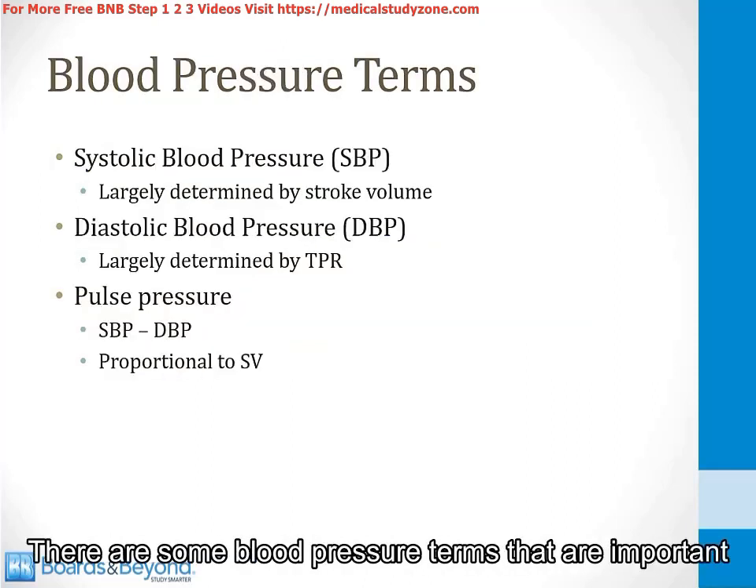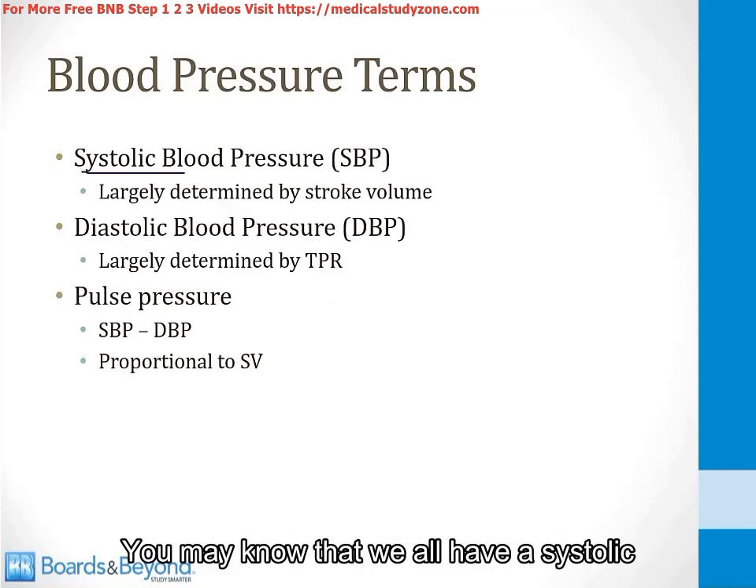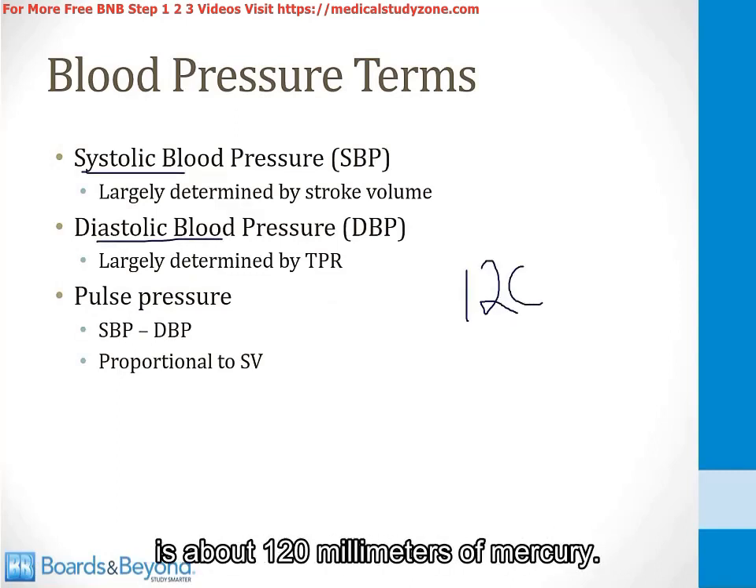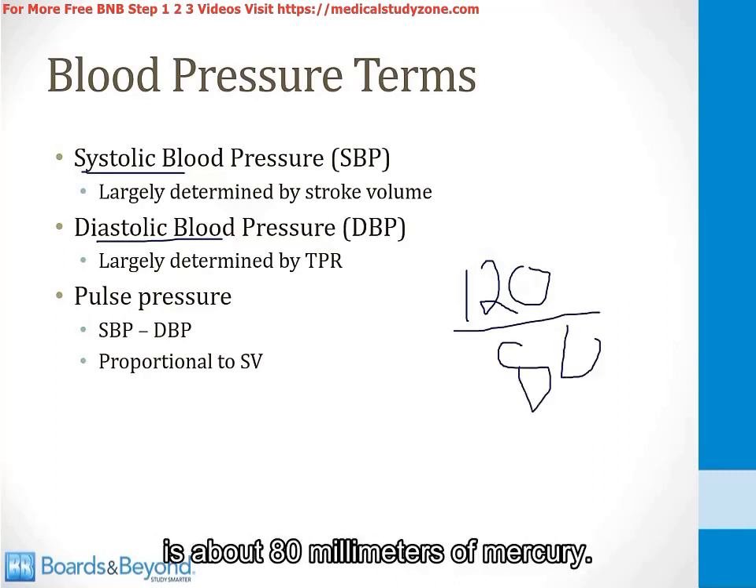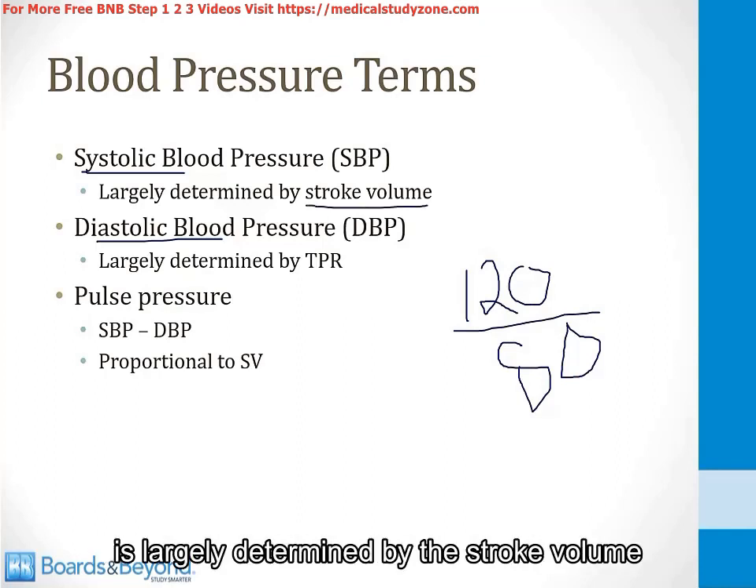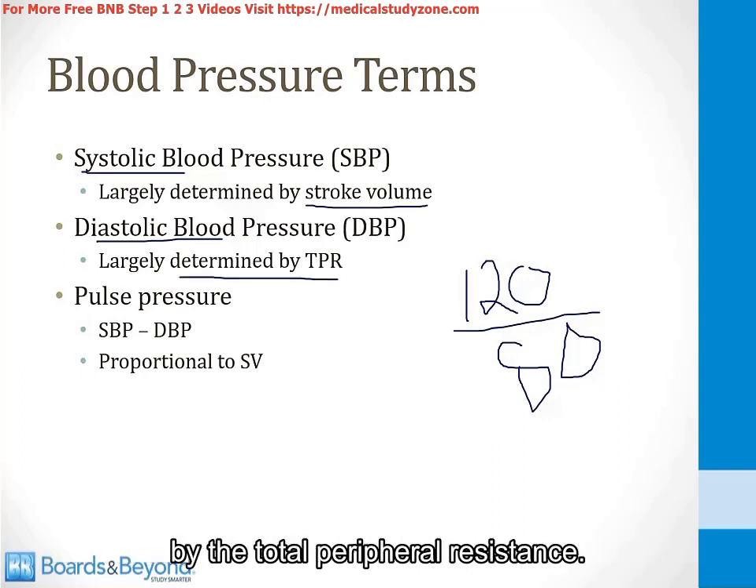There are some blood pressure terms that are important for understanding cardiac physiology. You may know that we all have a systolic and a diastolic blood pressure, and a normal systolic blood pressure is about 120 millimeters of mercury. A normal diastolic blood pressure is about 80 millimeters of mercury. You should also know that the systolic pressure is largely determined by the stroke volume, and the diastolic blood pressure is largely determined by the total peripheral resistance.